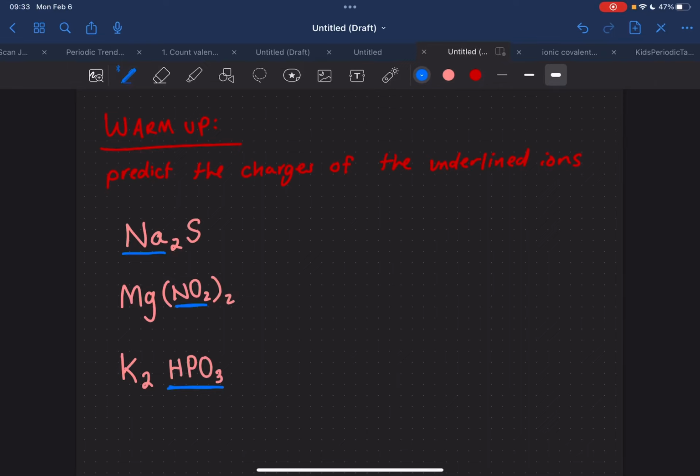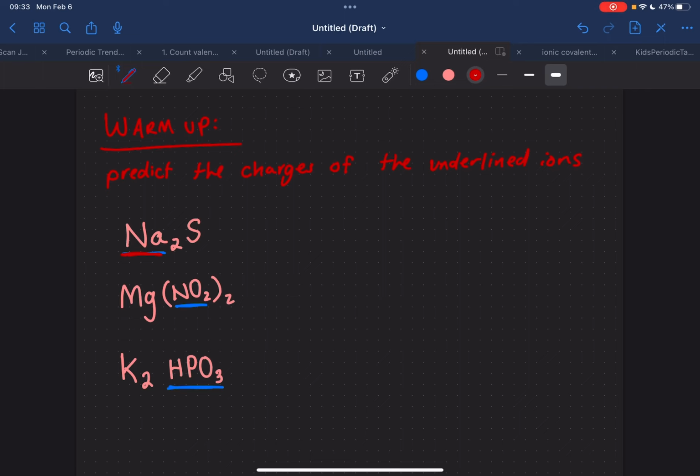Okay, friends, so the first thing we're going to do today is the warm-up, where I ask you to predict the charges of the three underlined ions here. So the first one that we have is a sodium ion. That one should be fairly easy to predict using your periodic table, which you should have out, by the way. Get that out if it's not out yet.